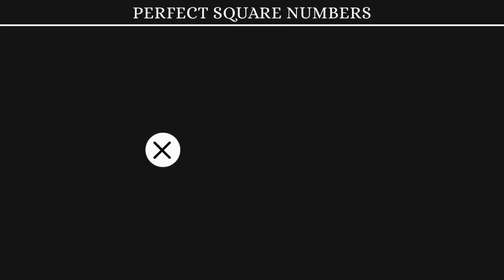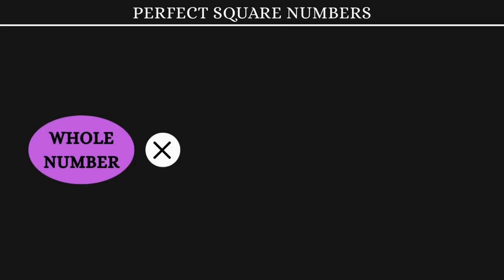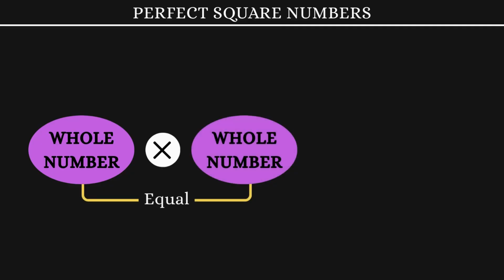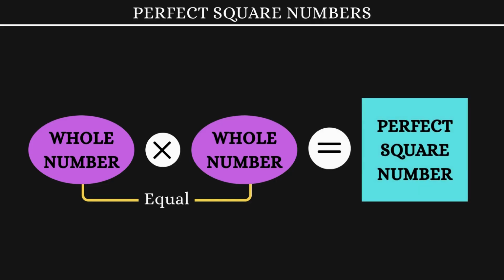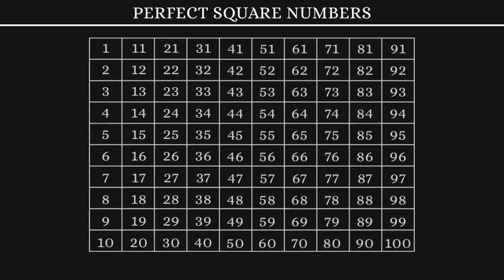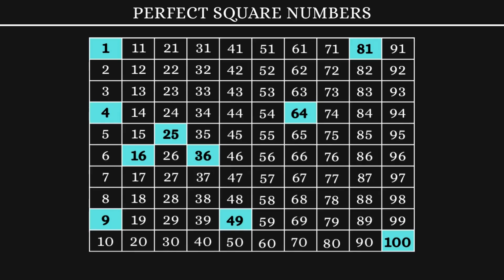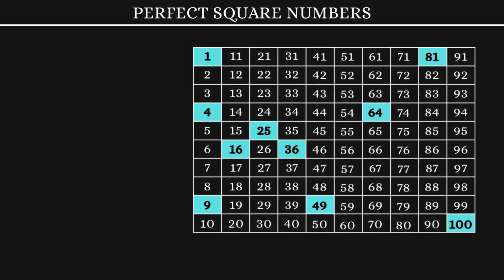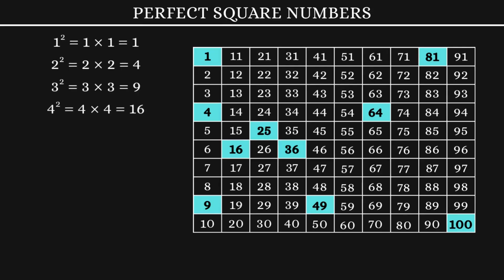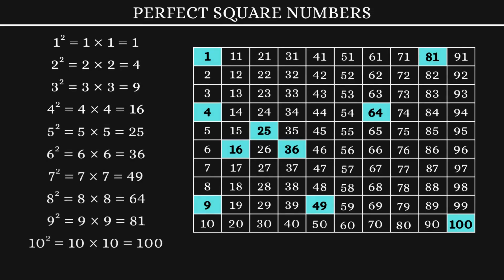When you multiply a whole number with the exact same whole number, what you get is a perfect square. If you consider the numbers from 1 to 100, these are the perfect square numbers. 1 into 1 is 1. 2 into 2 is 4. 3 squared is 9. 4 squared is 16, and so on.